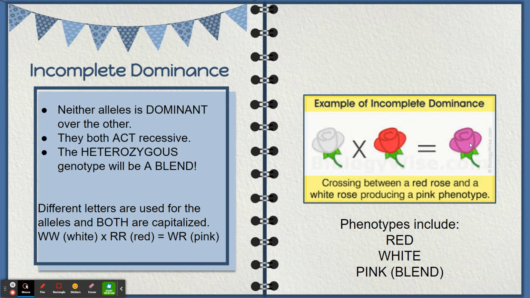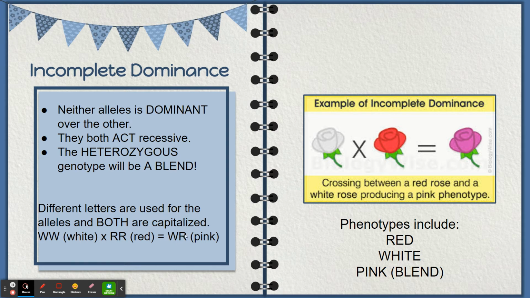So for incomplete dominance, I always think about throwing them in the blender, and the heterozygous is a blend. Now, again, we use those capital letters to represent the allele, and we use separate letters. R for red. So to be a red flower, you have to have big R, big R. To be white, you have WW. And then when we blend the two, big R, big W, or big W, big R, you get pink. We threw it in the blender.